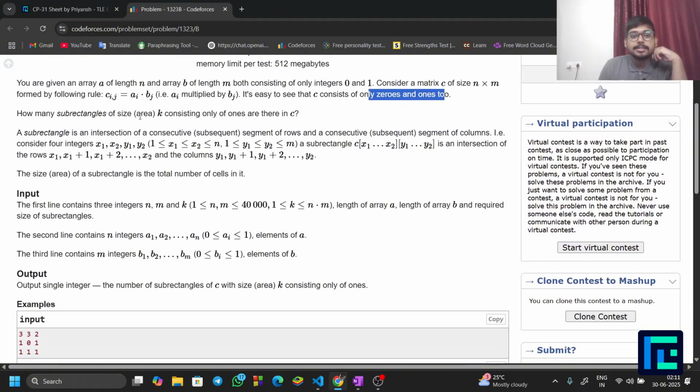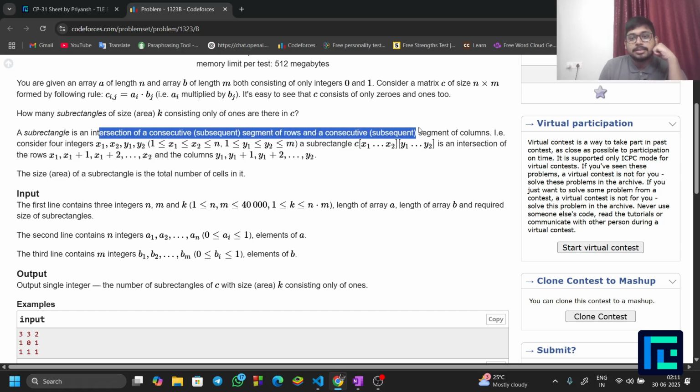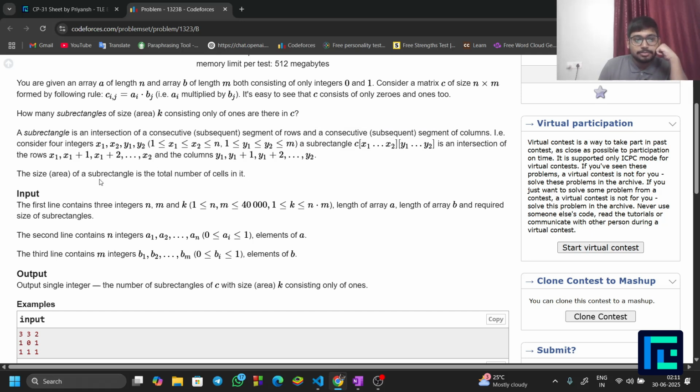How many subrectangles of size K consisting only of ones are there in C? What we need to find is how many subrectangles have a size K. That means the area of the subrectangle should be K and it should consist of only and only ones. So how many such subrectangles exist in the matrix C, that we need to find. And a subrectangle is a set of consecutive segments of rows and columns. I hope that is clear.